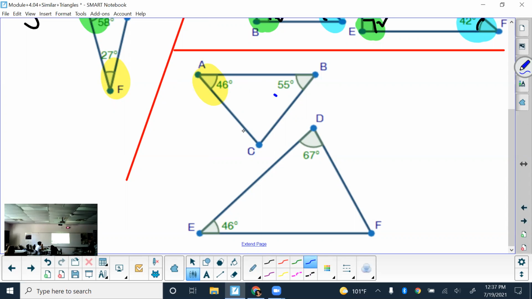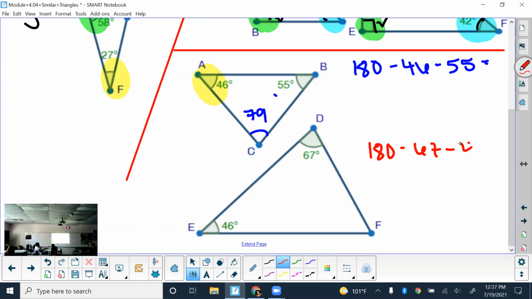All right, well, let's figure out, maybe it'll help, because it is hard to see the orientation of the two triangles. So let's figure out what this missing angle is. What did you guys get? All right, good, that is correct. It is 79. And then for this other triangle, what did you get for the missing angle? All right, and that's correct as well.